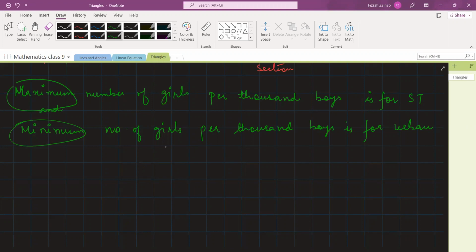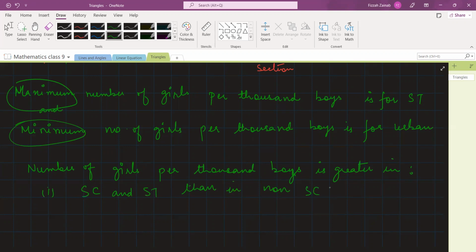Okay, now we can do some comparisons between the height of the graph. So we can say that the number of girls per thousand boys is greater in, first, SC and ST, then in non SC ST, right? That you can see from the graph. So in SC ST it is greater.